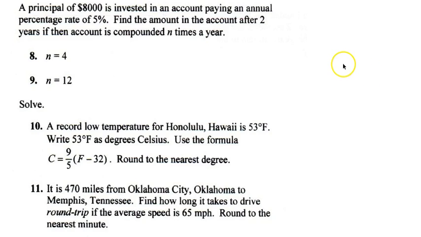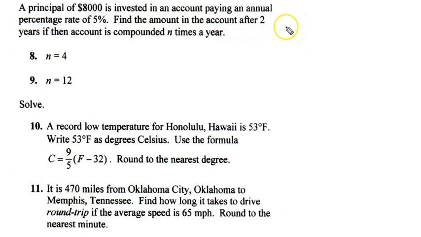This will be an additional part of review of formulas to help support our work in Chapter 5. So as we look at number 8 here, we're looking for principal of $8,000 is invested in an account paying an annual percentage rate of 5%. Find the amount in the account after 2 years if the account is compounded n times a year.